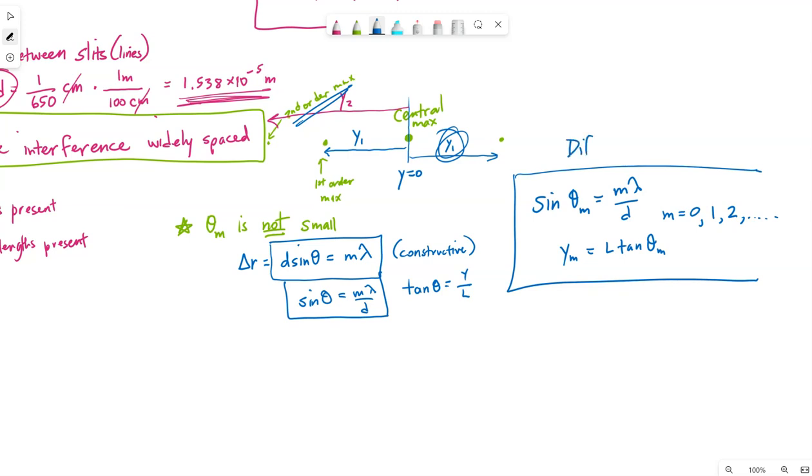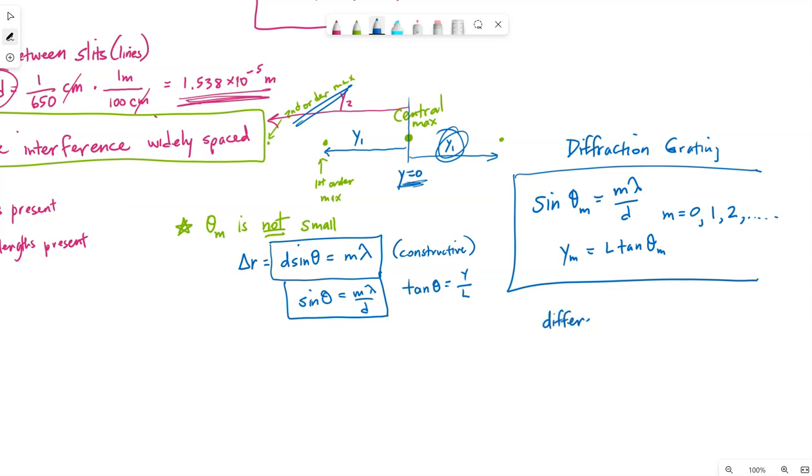These equations are specific to a diffraction grating. Lambda is still the wavelength of the light that we are shining through the diffraction grating. D is the distance between the slits. L is the distance from the slit to the screen. Y is the distance on the screen measured from that central max to the bright spot that you're talking about.